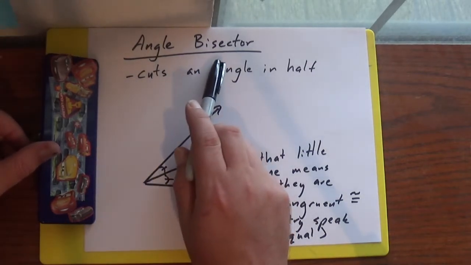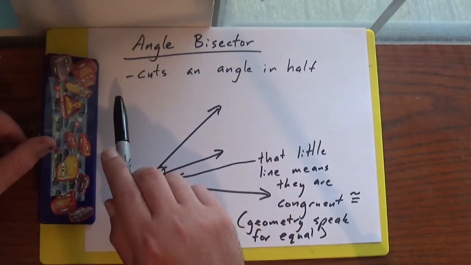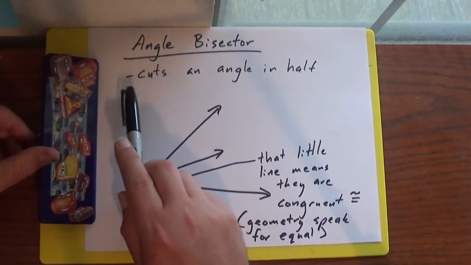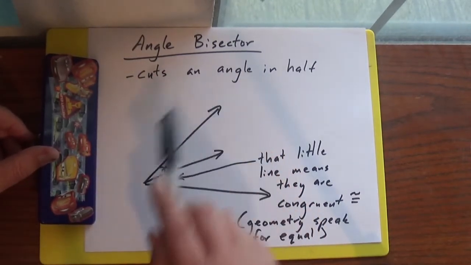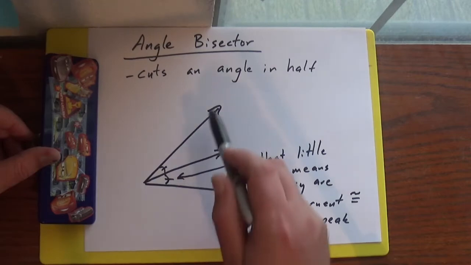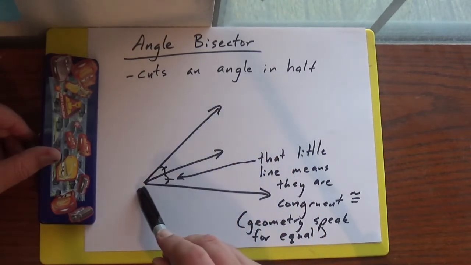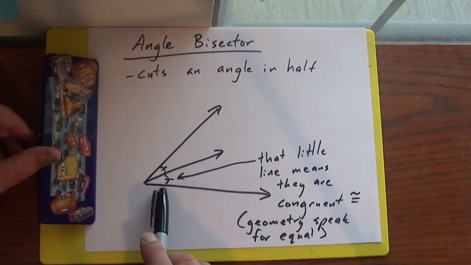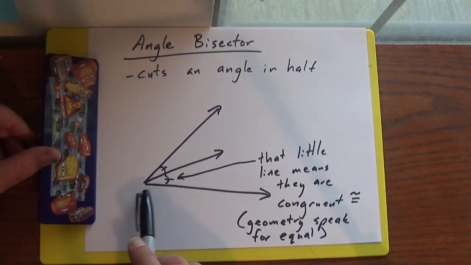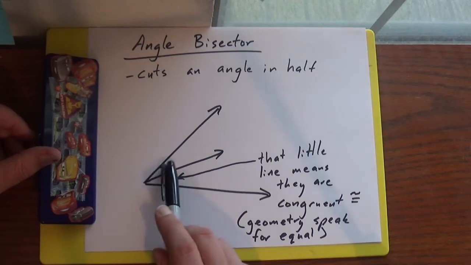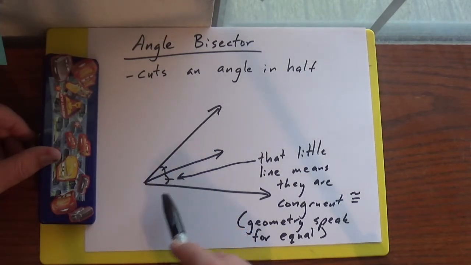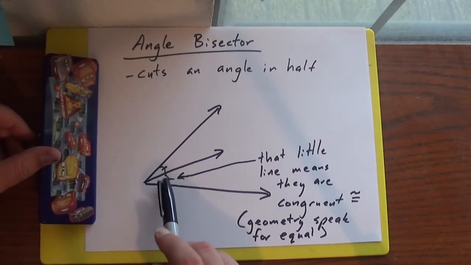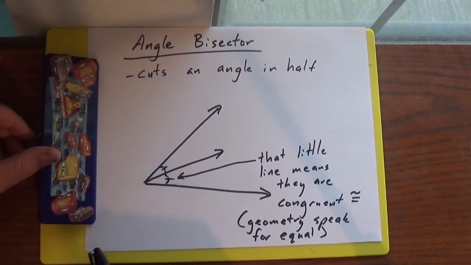Now, angle bisector, bisect just means it cuts it in half. So an angle bisector is just cutting the angle in half. So I've got my angle, this one in the middle is my angle bisector. Now I've got this little round mark here, a little round mark there, and a line. The round mark says it's an angle, and this little line means that this angle and that angle are equal.